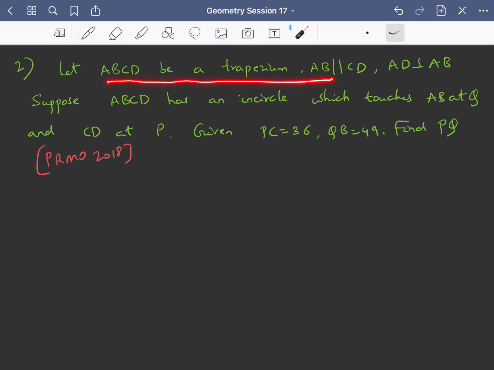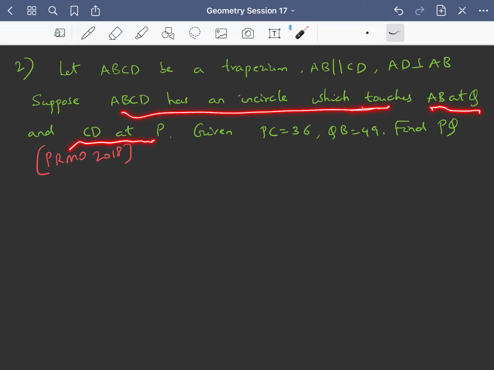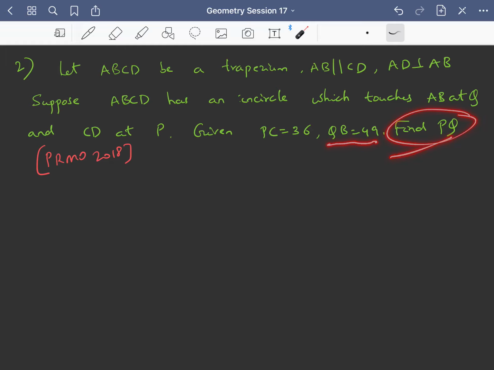Let ABCD be a trapezium, and AB is parallel to CD and AD is perpendicular to AB. Suppose ABCD has an incircle which touches AB at Q and CD at P, and it is given that PC is equal to 36 and QB is equal to 49. You need to find the length of PQ. So just pause the video, give the problem full try, and then come back to seeing the solution.